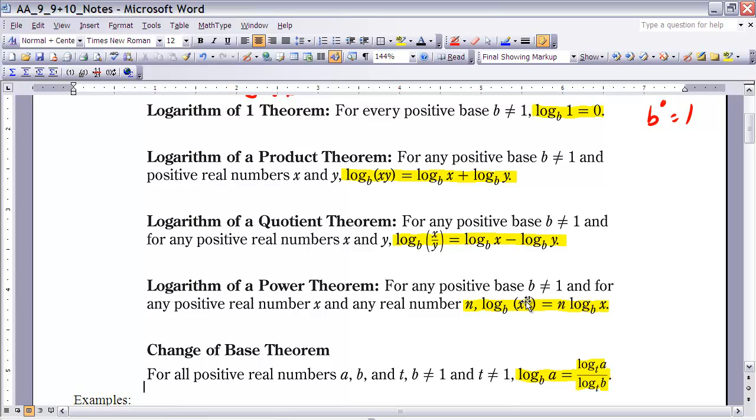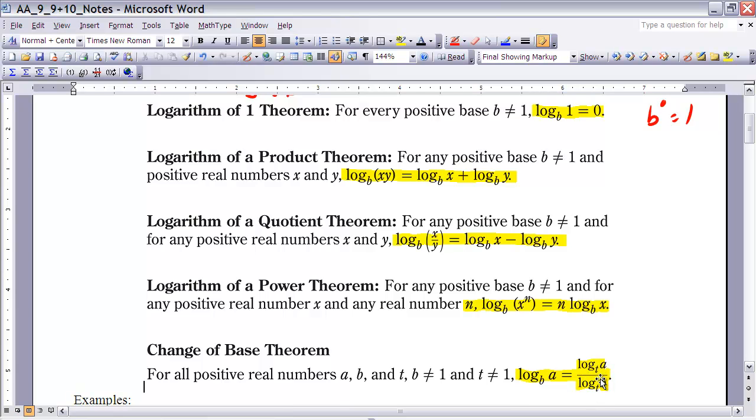And then the log of a power theorem just says if I have the log base b of x to the n, I can bring that n out in front of the log. So I can write it as n times the log base b of x. And then finally, the change of base theorem just says if I have the log base b of a, I can write that as the log of any base, we'll call it t, of a over the log base t of b.